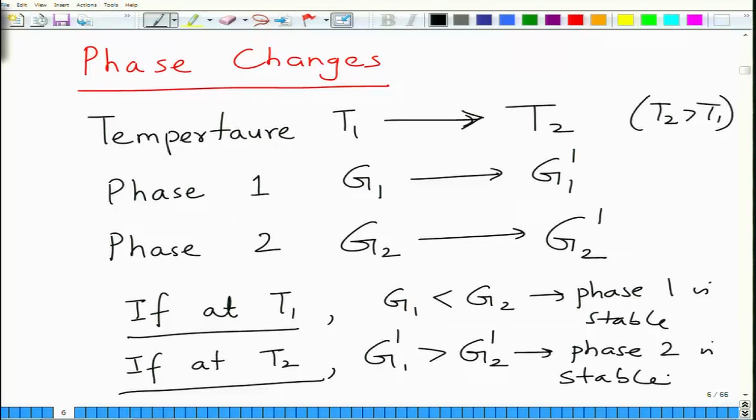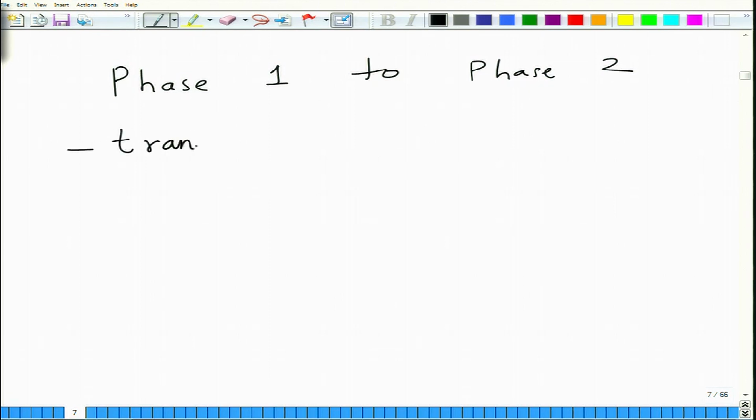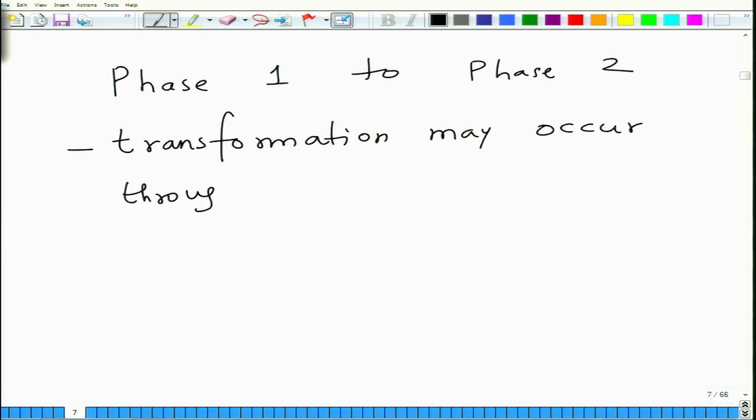Now phase transformation, when you go from phase 1 to phase 2, it may not be a continuous transformation. The transformation may occur through a series of steps which may involve formation of a few metastable phases on the way. So, you need to provide sufficient time.